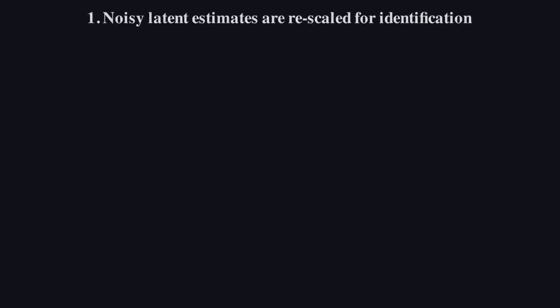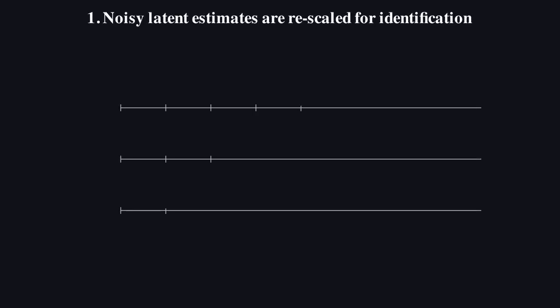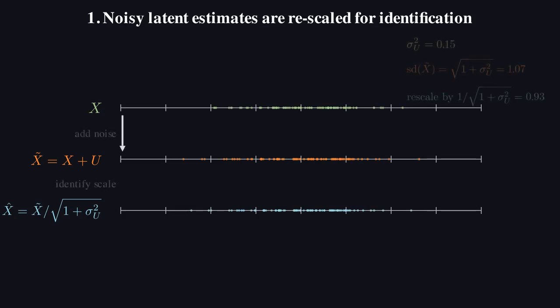Here's the intuition. The top row is the true latent variable, X, identified to have variance 1. When measurement error is added, the noisy estimate tilde X spreads out. Its standard deviation is the square root of 1 plus sigma u squared.